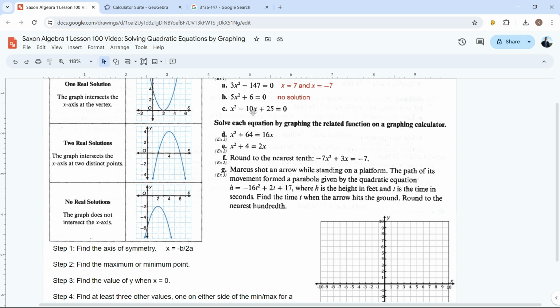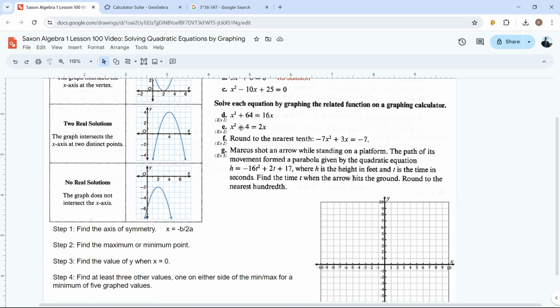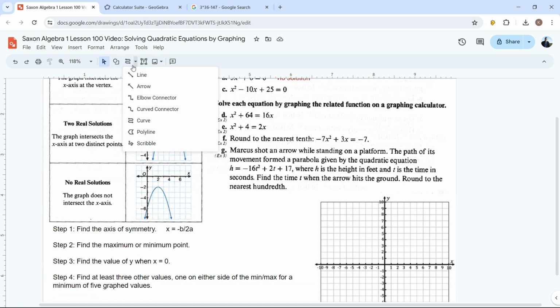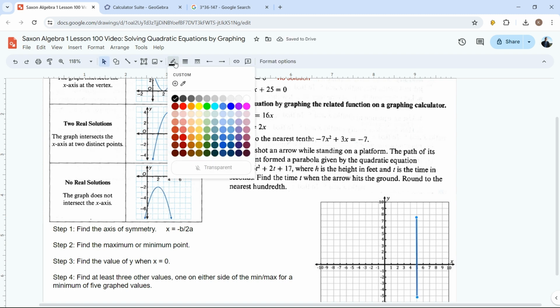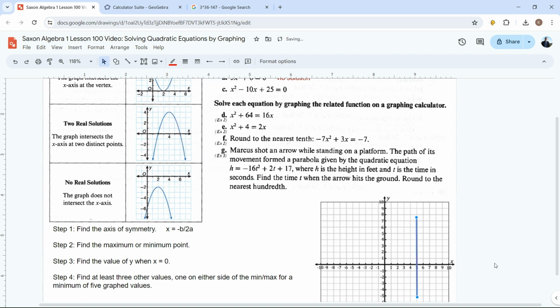So the axis of symmetry is going to be negative b, which is negative 10, so positive 10 over 2 times a. Well, a is 1, so it's just 10 over 2, which is 5. So my axis of symmetry is going to be at x equals 5. I'm just going to put on a line to represent my axis of symmetry for now. Okay? And let's just change the color of that to red, just so it stands out.